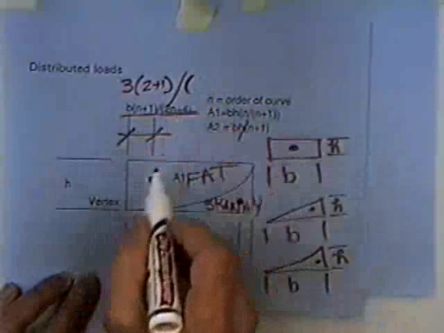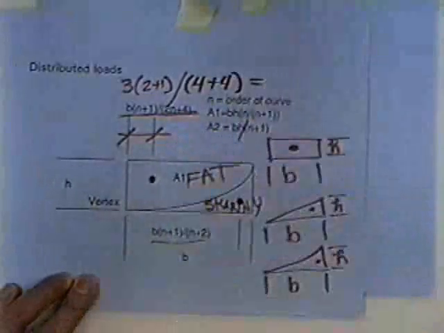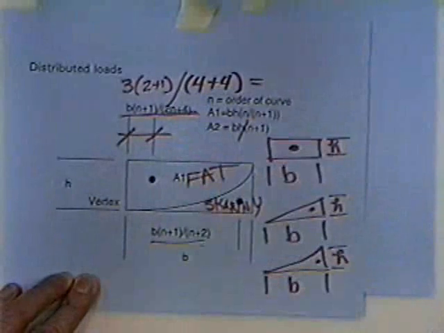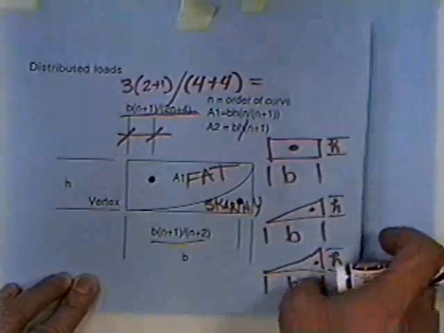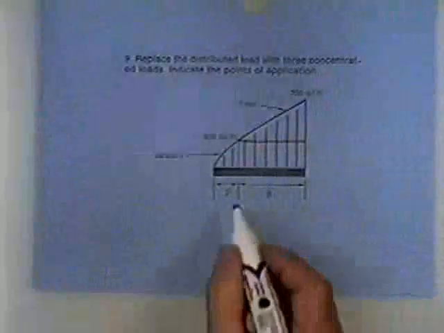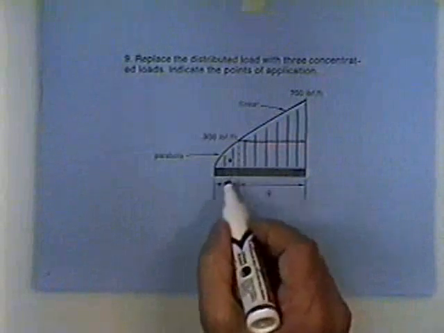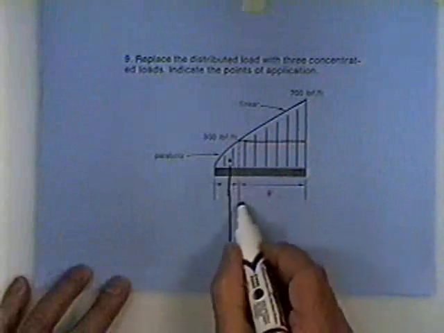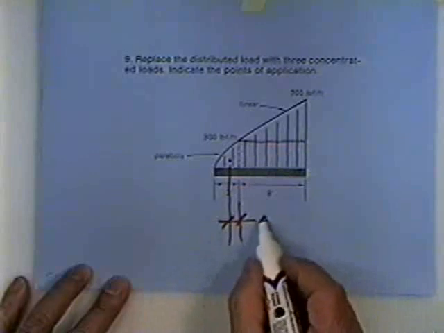which will then be divided by 2 times n, 2 times 2, 4, plus 4, is equal to, Kelly, my calculator, can you do that in your head? Working on mine. Let's see. 3 times 3 is 9/8. 9/8 of a foot. So what we're saying is, here's the centroid of the parabola, 9/8 of a foot back from the fat end of the parabola.